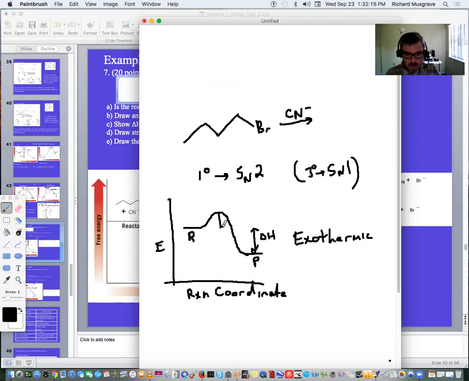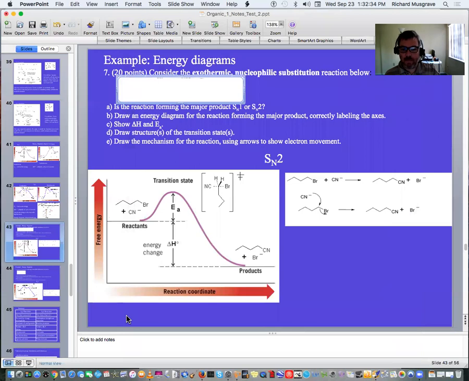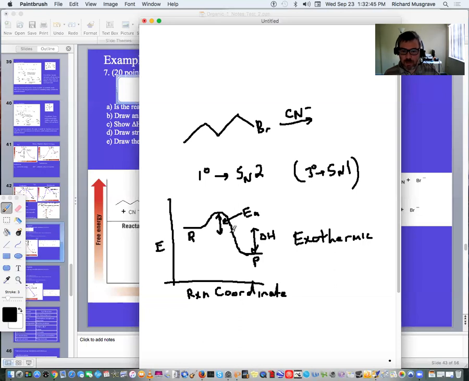And the activation energy will be from the reactants up to the hump. So that's the EA right there. All right, any questions? So that's how you would draw the energy diagram. So we showed the delta H and the EA, I've already done that. So the delta H is between the reactants and products, the EA from the reactants up to the hump.